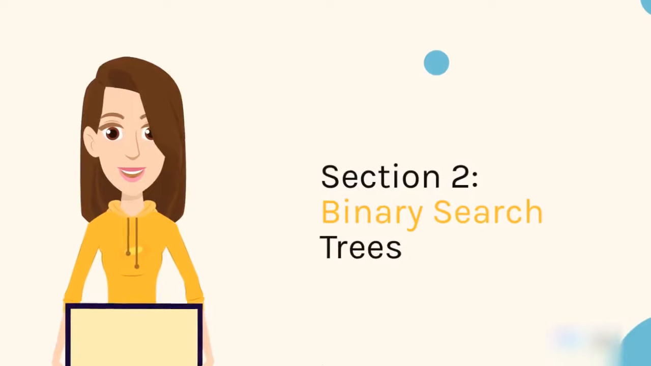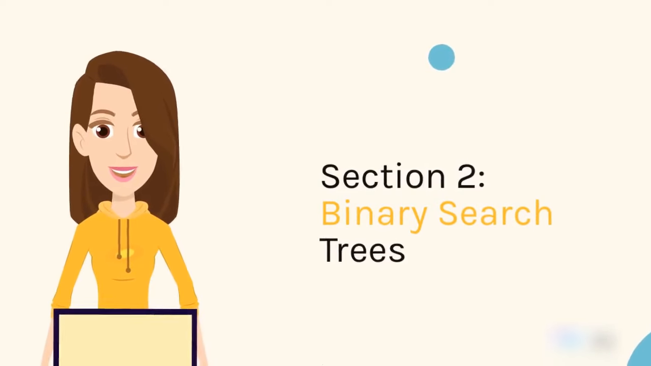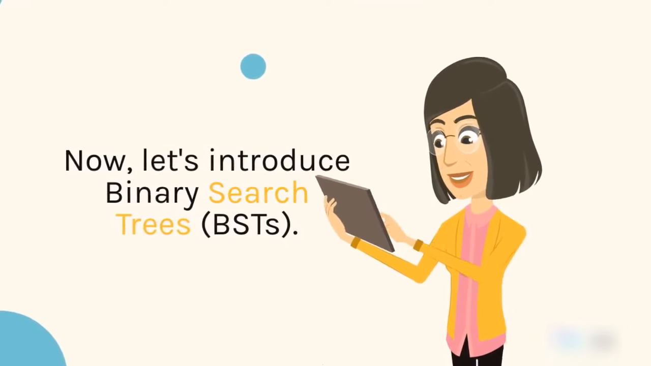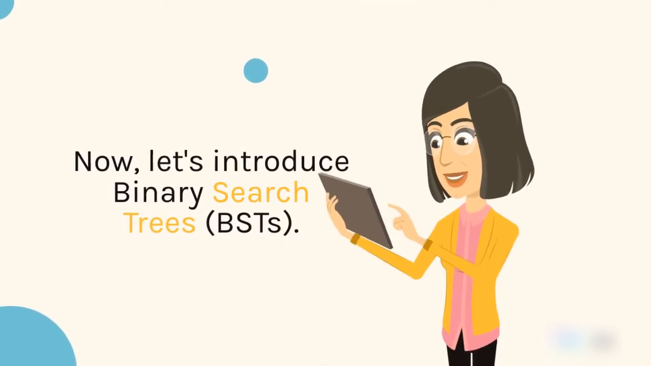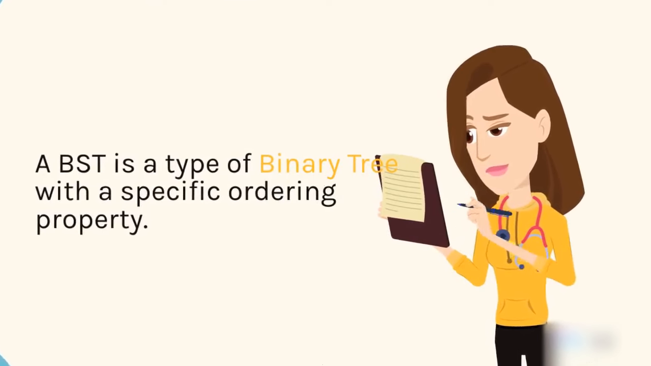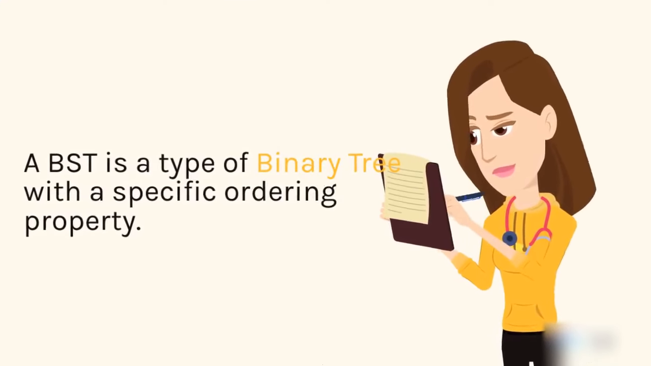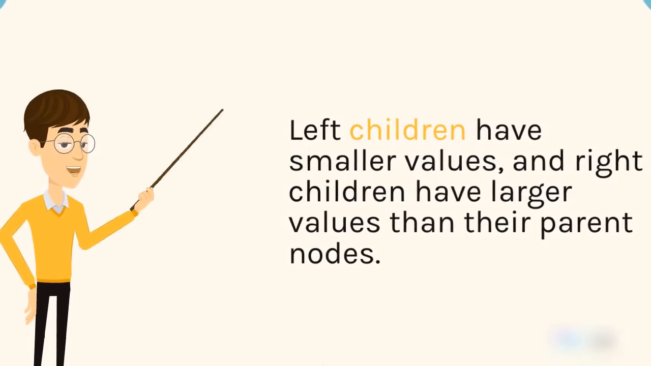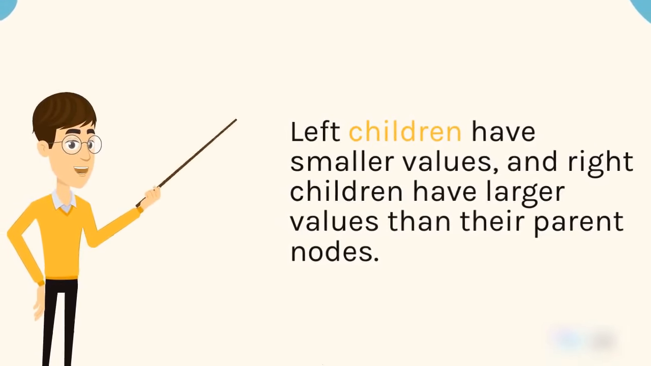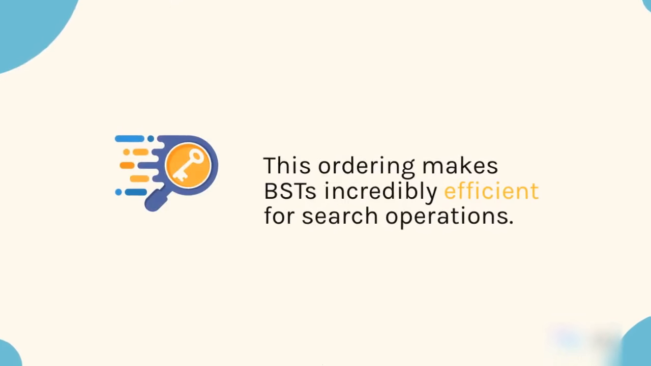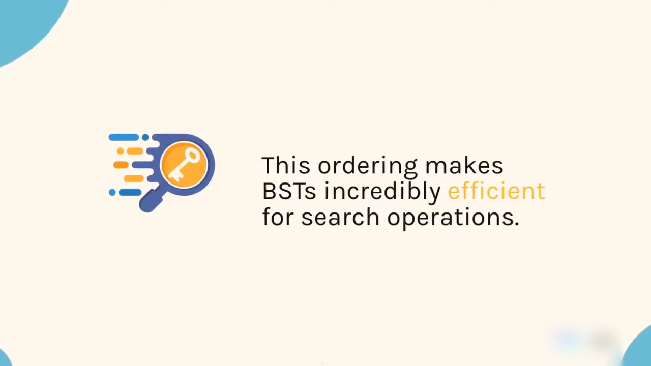Section 2: Binary search trees. Now, let's introduce binary search trees, BSTs. A BST is a type of binary tree with a specific ordering property. Left children have smaller values, and right children have larger values than their parent nodes. This ordering makes BSTs incredibly efficient for search operations.